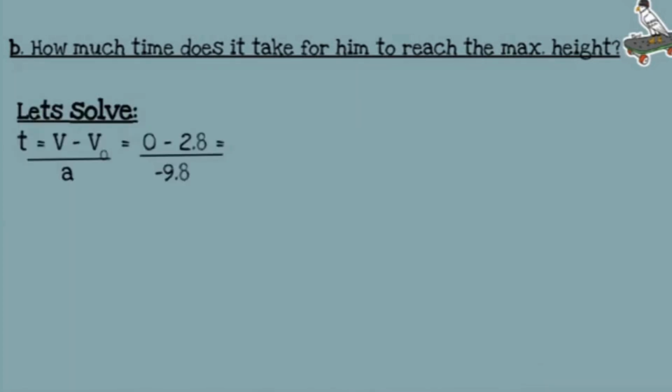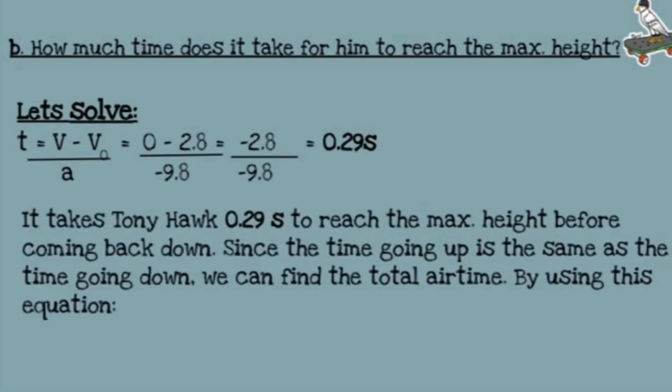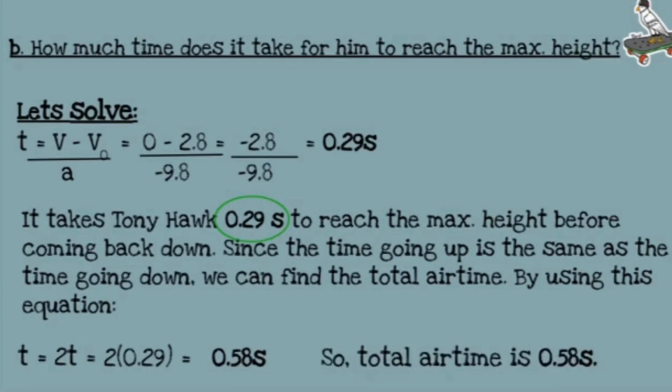Now let's solve. First, we show our equation and input our values. We get a fraction of negative 2.8 on top and negative 9.8 on bottom. We get our final answer of 0.29 seconds. So it takes Tony Hawk 0.29 seconds to reach the maximum height before coming back down. And since the time going up is the same as the time going down, we can find the total air time by using this equation: T equals 2t. We enter 0.29 for our t, and we get a grand total of 0.58 seconds. So total air time is 0.58 seconds.